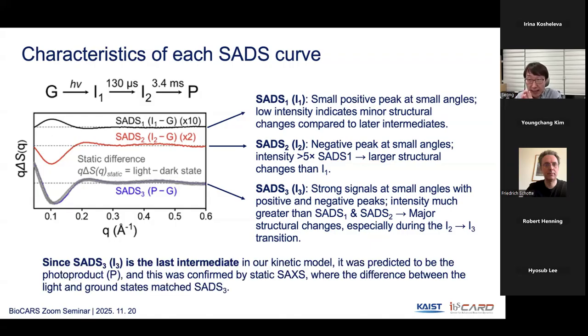So since SAS3 corresponds to intermediate 3 and is the last intermediate in our kinetic model, we predict it to be the final photoproduct. And this prediction was confirmed by static SAXS measurement, and the difference between the light-irradiated and the ground state scattering curves matches SAS3 very closely.